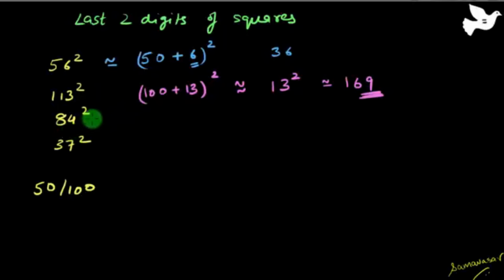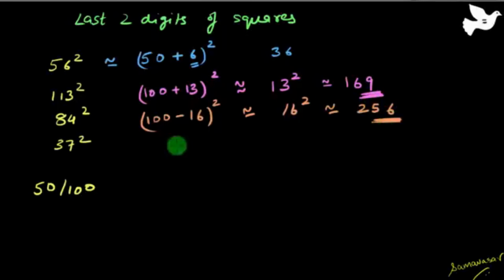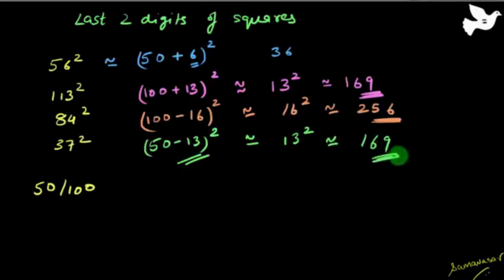Now 84 raised to the power 2. 84 can be written as (100 minus 16) square. Again, the last two digits of this will be the same as 16 raised to the power 2. 16 raised to the power 2 is 256. So the last two digits will be 5 and 6. 37 square is (50 minus 13) raised to the power 2. The last two digits of this expression are the same as the last two digits of 13 raised to the power 2. 13 square is 169. Again, the last two digits being 69.